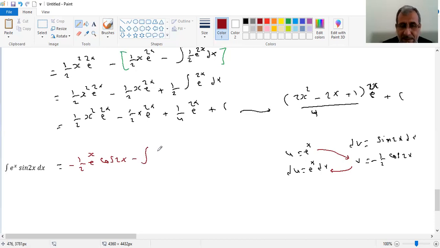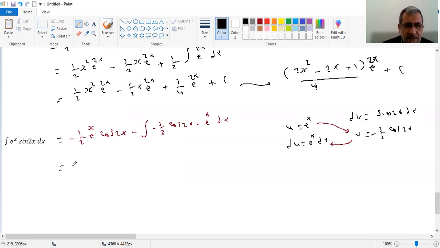So I have here negative half cosine 2x multiplied by e^x dx. Now, see, this one is equal to negative half e^x cosine 2x, negative is positive, and half is out, integral of what? e^x cosine 2x dx. Here is the same.